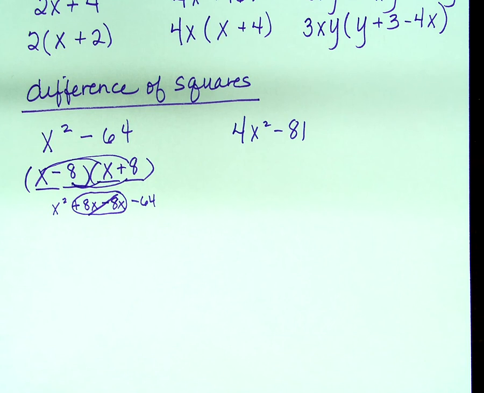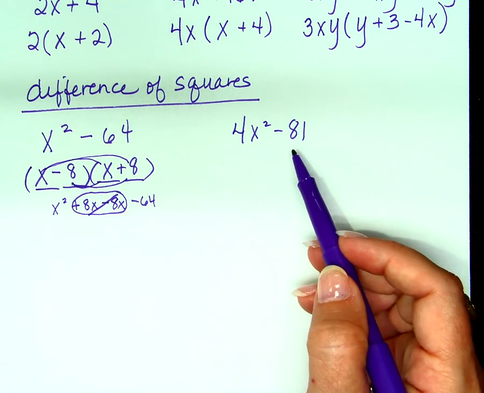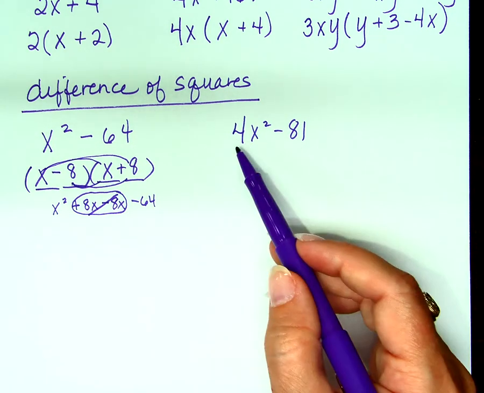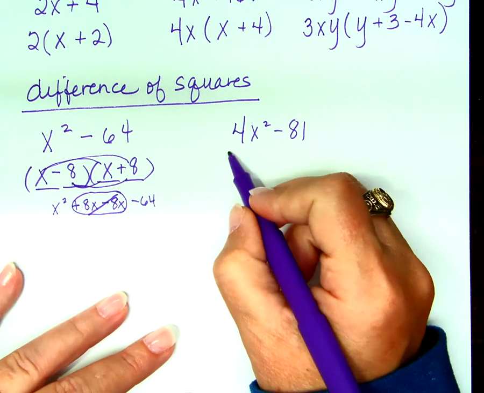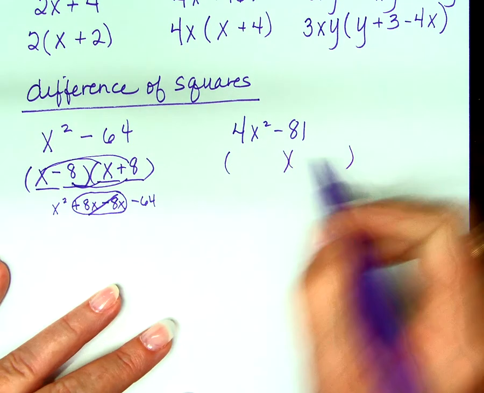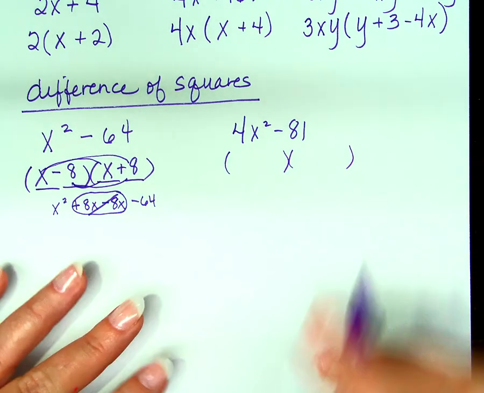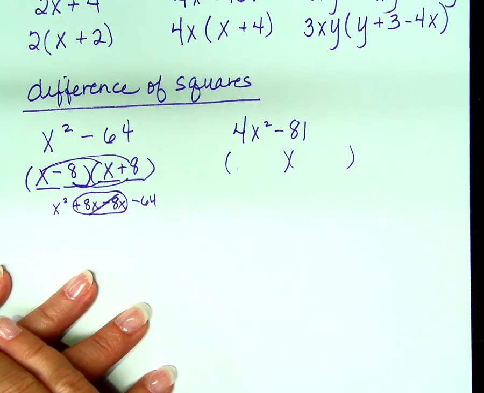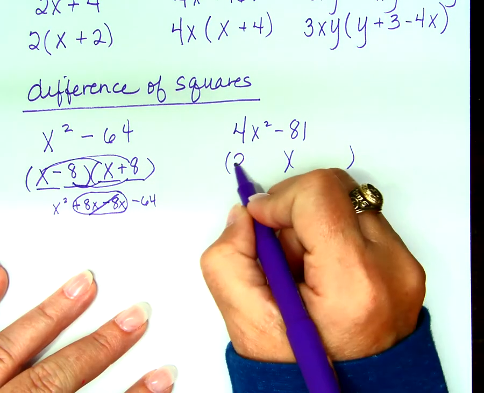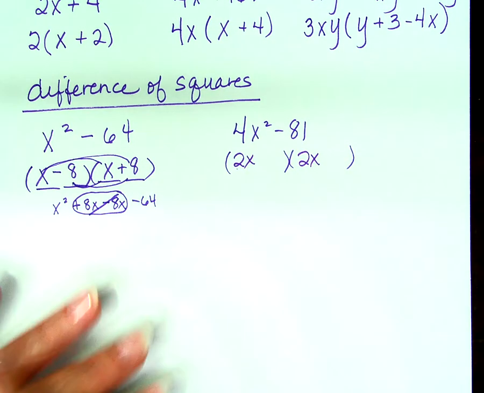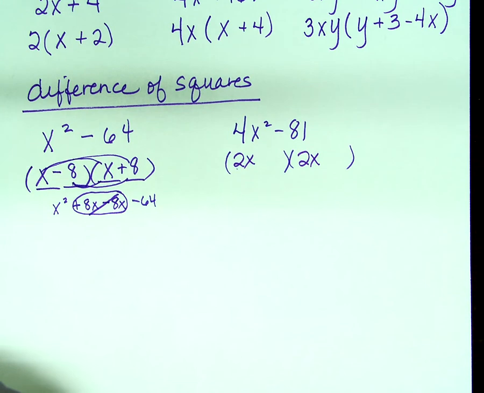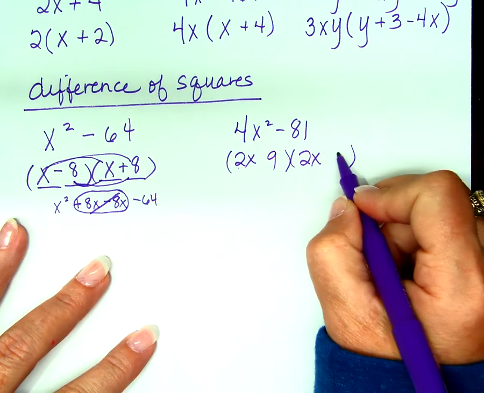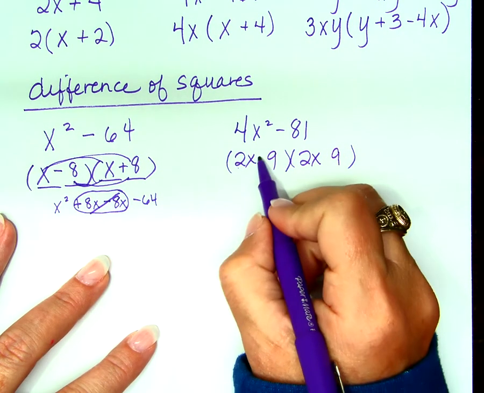First of all, is it a difference? Is it one term minus another term? Yes. And are both of these squares? Well, if that's true, I should get two binomials, right? What goes at the beginning of each binomial? 2x. What goes at the end of each binomial? 9. And what about signs?